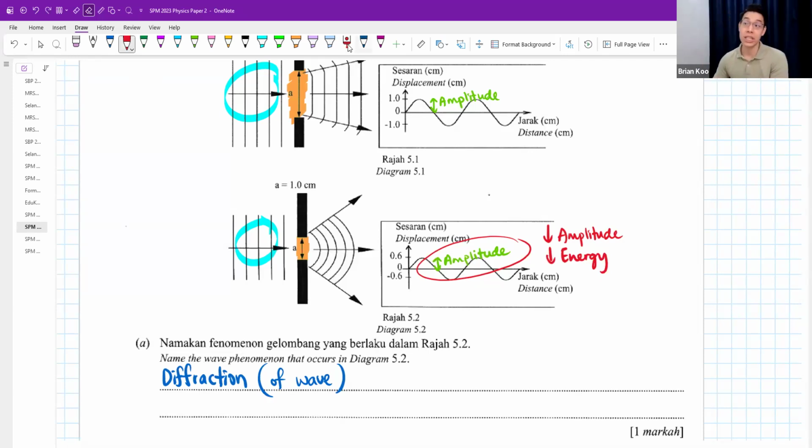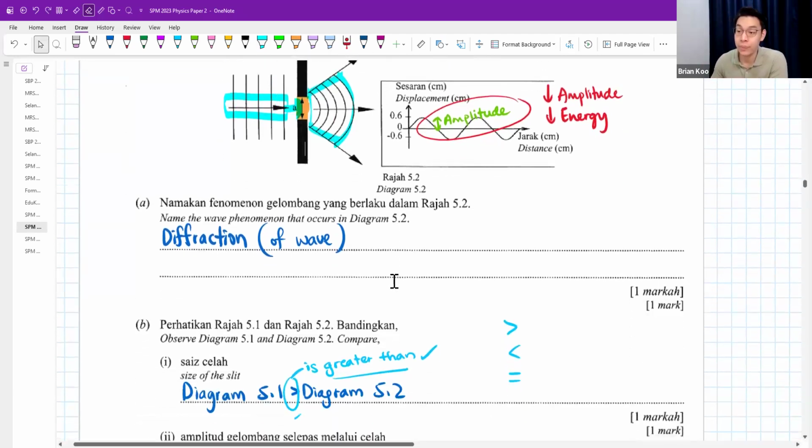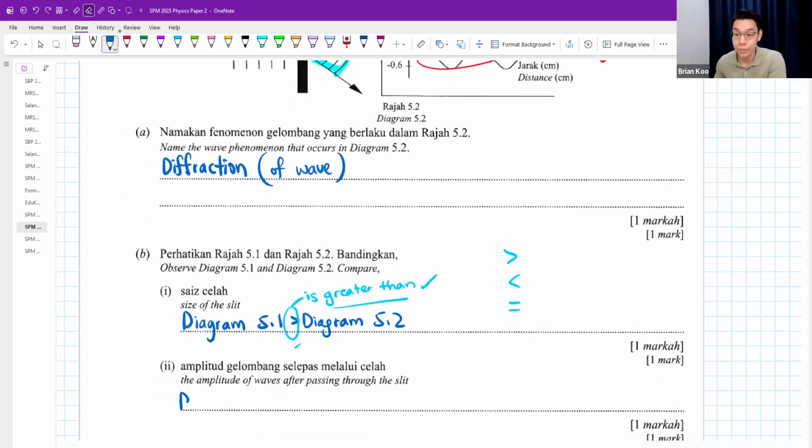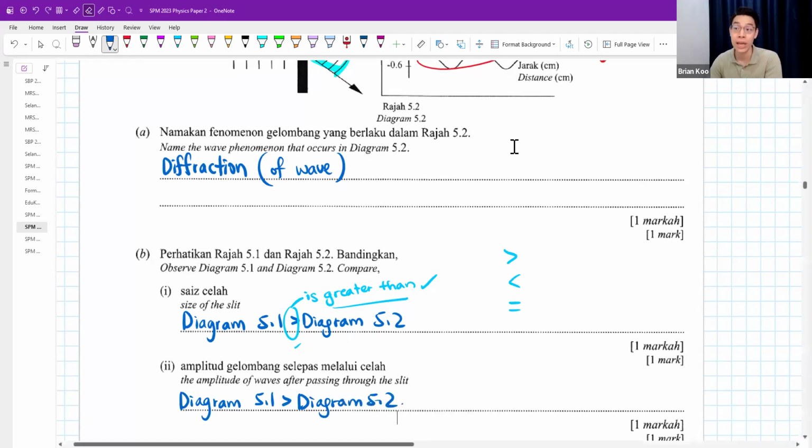And that is what diffraction does. Diffraction will help you to reduce the energy because you are forcing the wave to pass through such a tiny hole, a tiny slit. Only this much of wave can go in. But as a result, you get this much of wave. Okay. So diagram 5.1 is greater than diagram 5.2. Diagram 5.2 smaller also can, up to you.